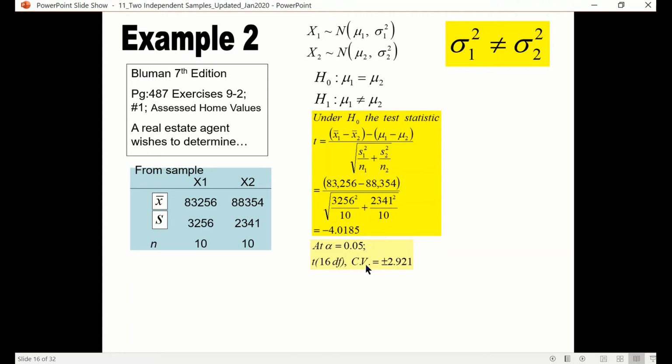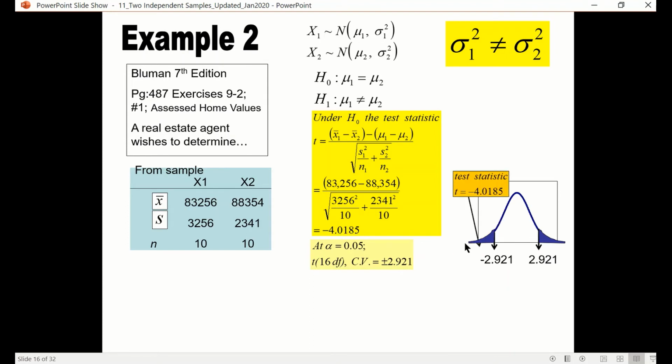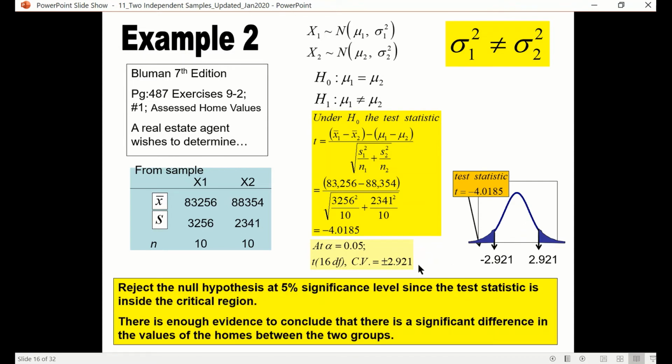You'll find that the critical value is plus or minus 2.921. So on the right side and on the left side, one is positive and one is negative. That is the critical region there, and we know that minus 4.0185 is inside the critical region on the left side. Therefore, we reject the null hypothesis at the 5% significance level. Conclusion: there is enough evidence to conclude that there is a significant difference in the values of the homes between the two groups.